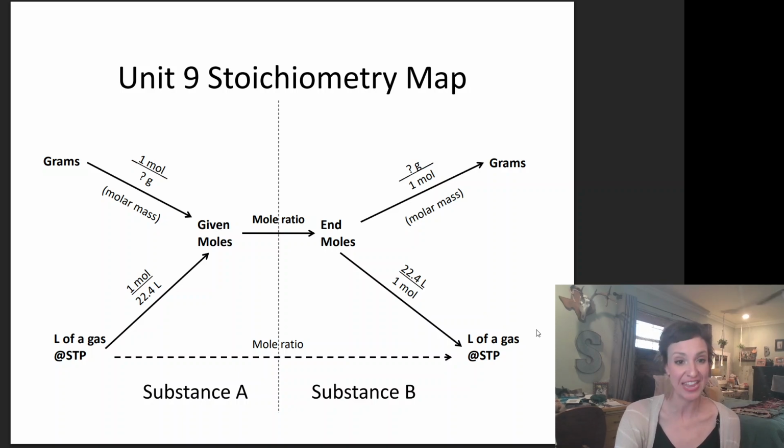Now the unique thing here is that if you'll notice going from liters of a gas at STP to liters of a gas at STP, if I wanted to do the full pathway, it has me dividing by the molar volume first, and then finally multiplying by the molar volume. So really the important step there is strictly the mole ratio, which once again, we will review all of this as we get down into it.